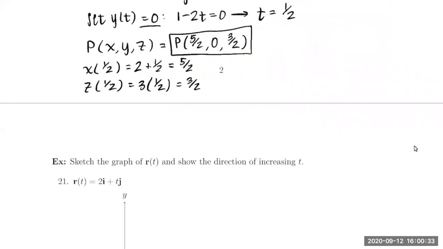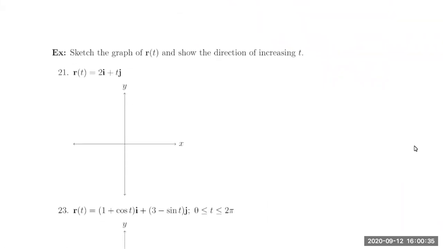We end this section by taking a look at some graphing problems. So we want to sketch the graph of r of t, and this is important: be sure to show the direction of increasing t. In other words, find the orientation.